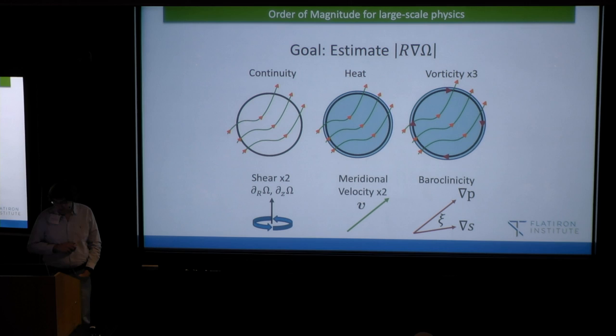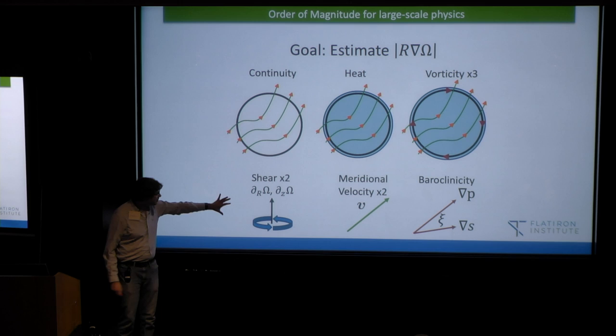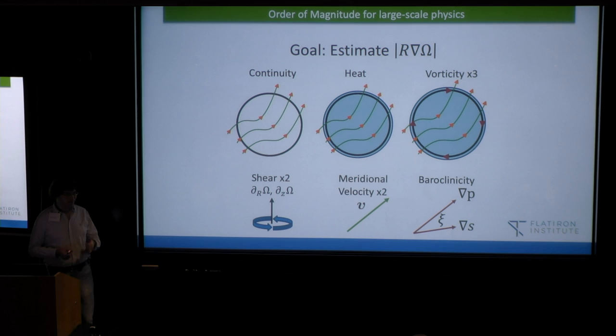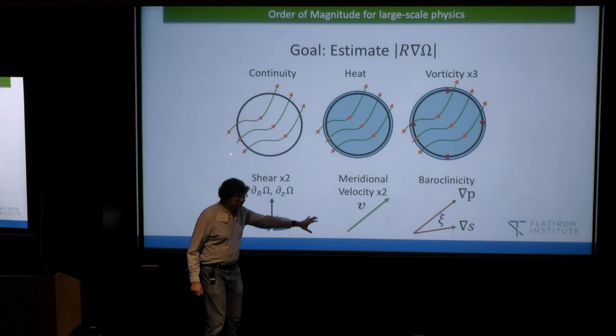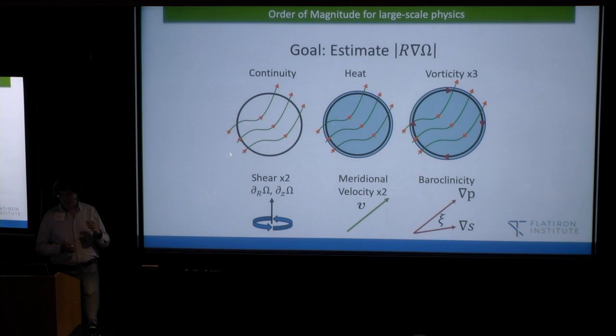So those are the equations, and the way I want to parameterize the solution is in terms of these variables. This is going to be two components of the differential rotation, in the vertical direction along the rotation axis and perpendicular to it. There are going to be two components of a mean meridional velocity. And finally, there's this baroclinic angle, which I'm defining here between the pressure and the entropy gradient, just because everything's simpler in terms of the entropy.